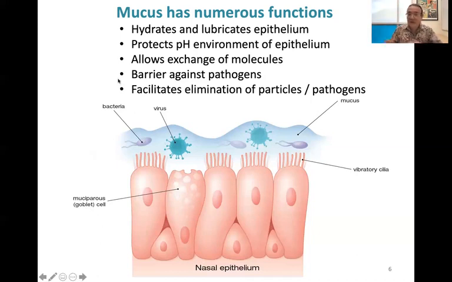Mucus also allows for the exchange of molecules. Different things can go back and forth between the outside of our body and into our tissues through first passing through mucus. And of course, when we're talking about the immune system, mucus is a very effective barrier against pathogens, right? Not only providing a block that blocks microbes from getting into your tissues, but also mucus is a nice way to conveniently eliminate things like pathogens.